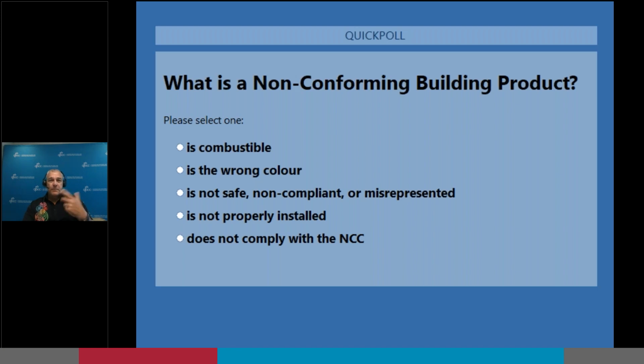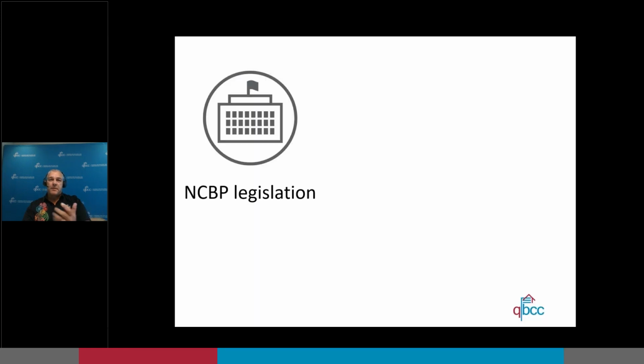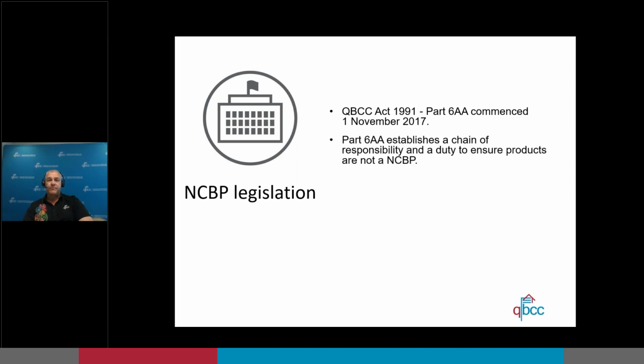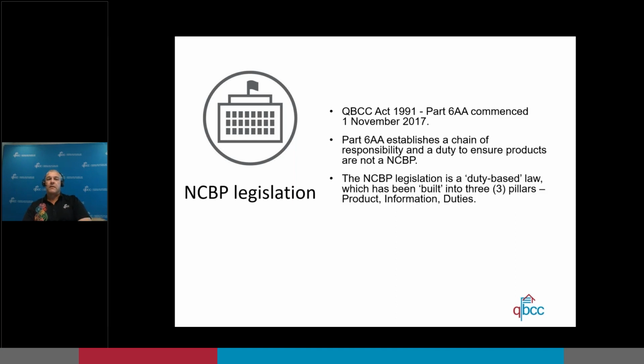So we'll start with a little bit about the NCBP legislation. My colleagues are sticking a link into the chat for you now so you can find it easily. The legislation is in Part 6A of the QBCC Act, and that commenced back in November 2017, so it's been going for about 6 years now. That part establishes what we call a chain of responsibility and imposes a positive duty on people to make sure that building products are not an NCBP.